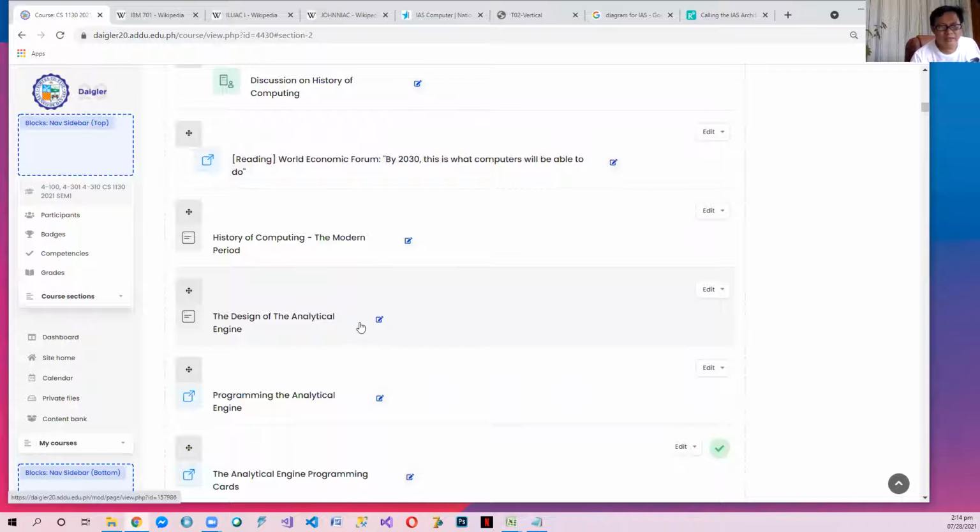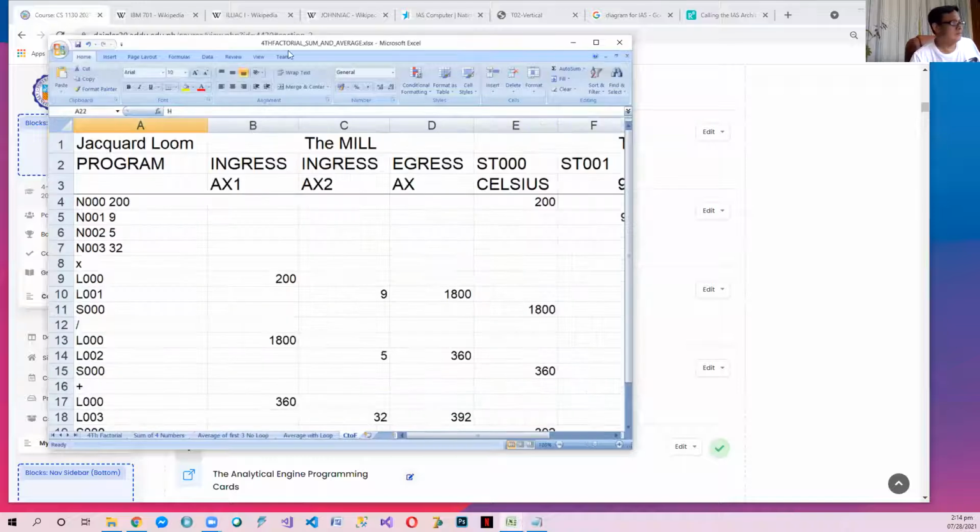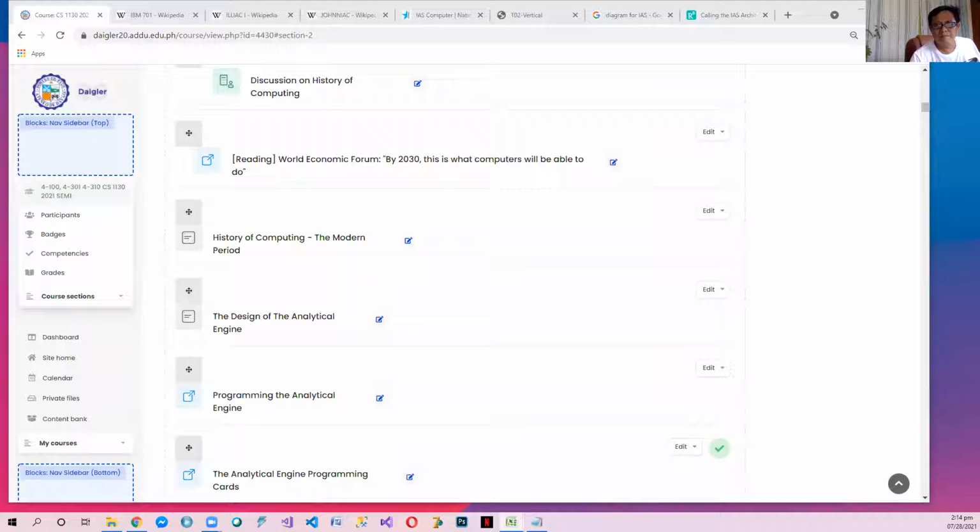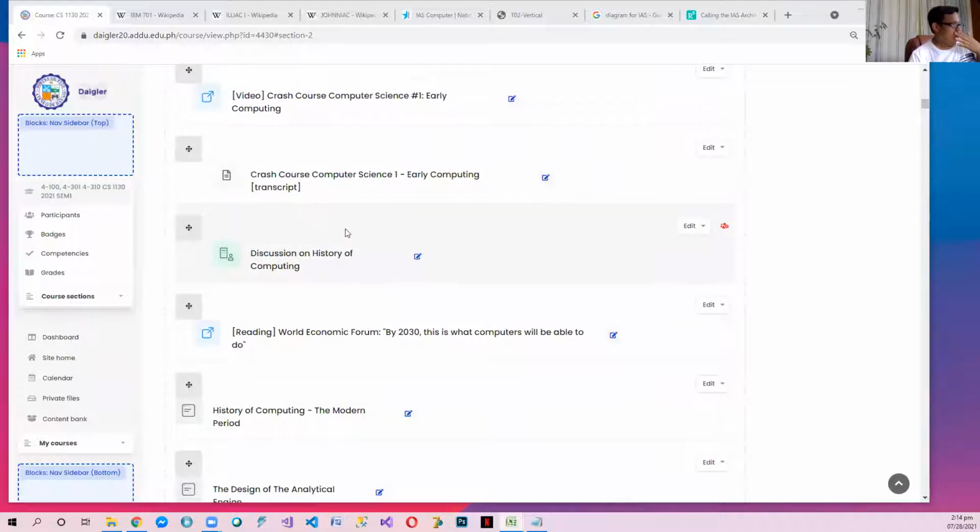So the fourth factorial without a loop, and we will do it with a loop. Anyway, you can compare this at the same time with your IAS. Okay. Do you follow? So anyway, let's download the worksheet.